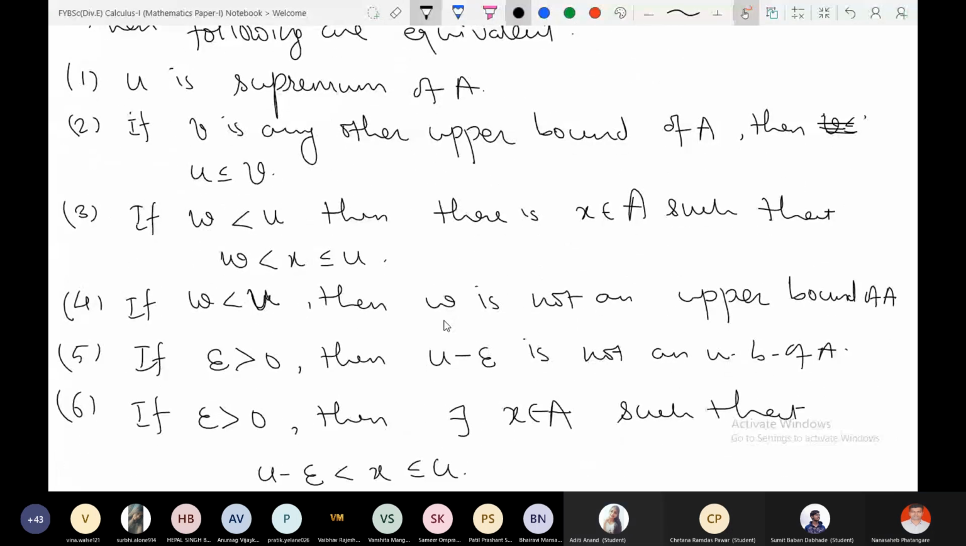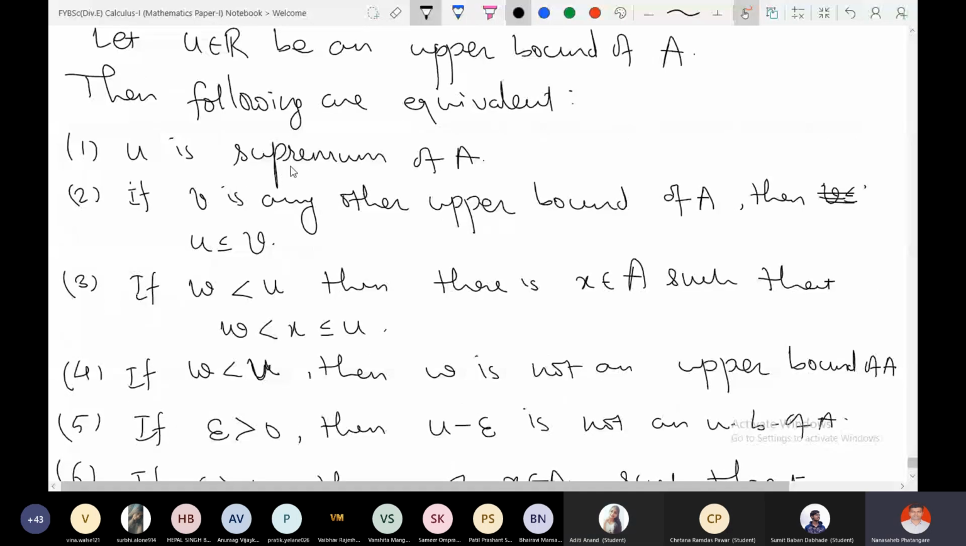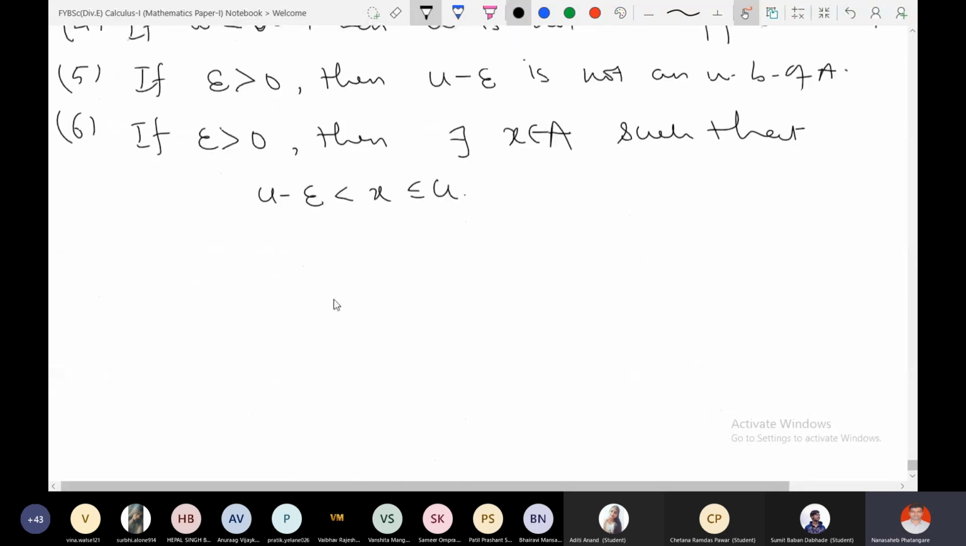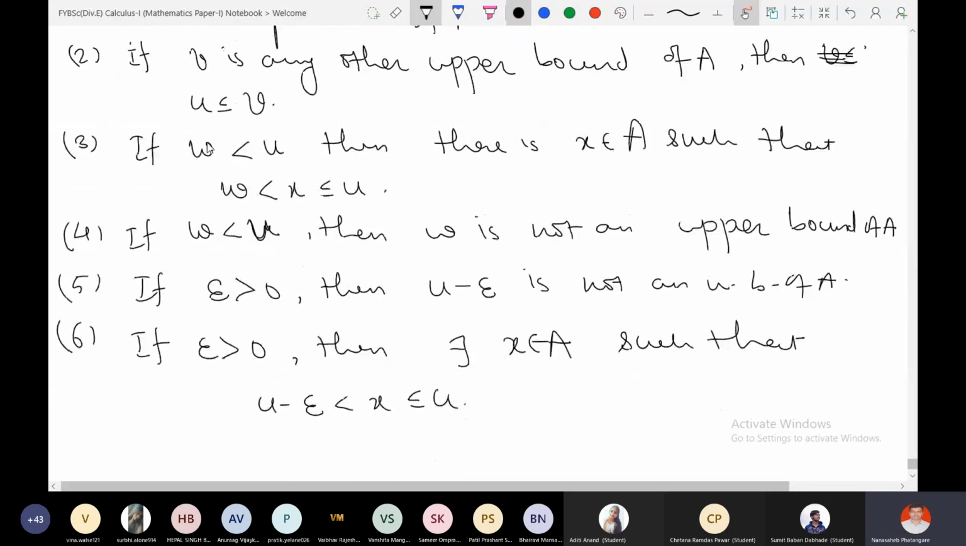Yes, sir. So what I am saying is, U is an upper bound, then U is the supremum. Supremum means what? Least upper bound. The supremum of A being the least upper bound is equivalent to saying that if there is any other upper bound V, it is greater than or equal to U. That is by definition, right? This is obvious from the definition. So 1 implies 2 is clear.